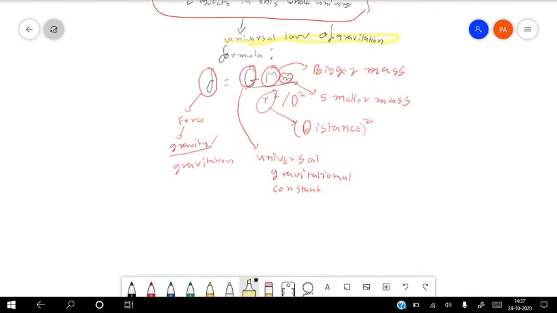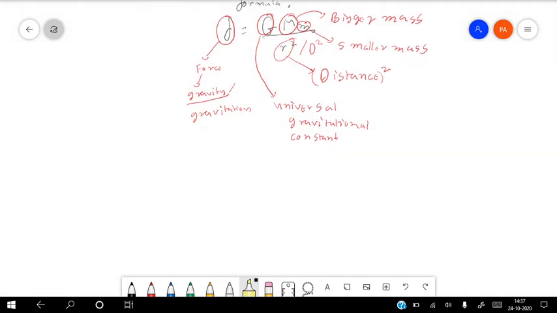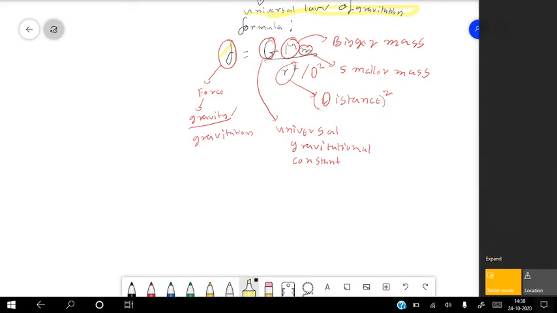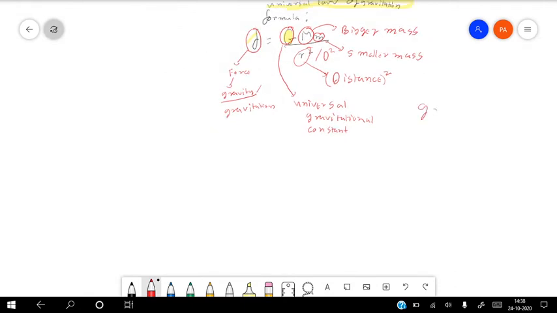Now we'll define the formula. The force of gravity is equal to G M m divided by r square. Now what is G? I promised you that I'll discuss what capital G is in a few minutes. So capital G is basically the universal gravitational constant.